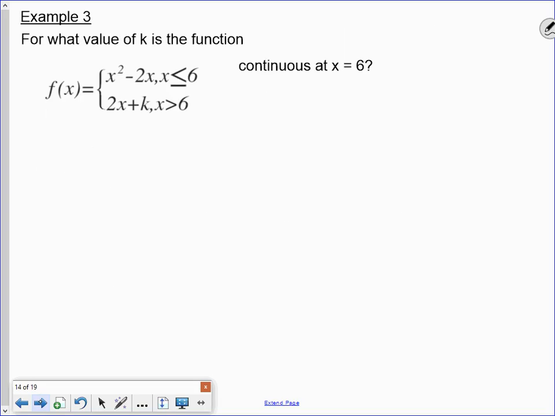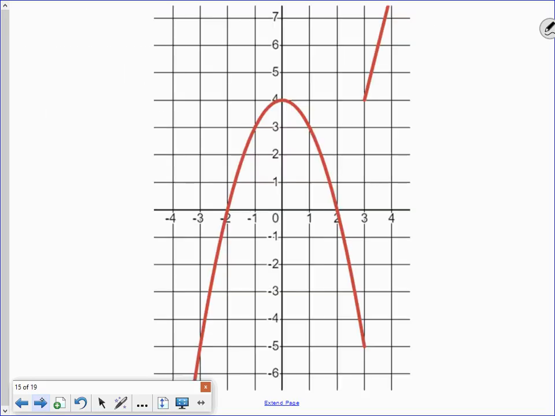And we can confirm this by looking at the graph of the function. The graph looks like this. You can see the quadratic function going up to x equals 3, and this big jump discontinuity here at x equals 3 between the two branches of our function.